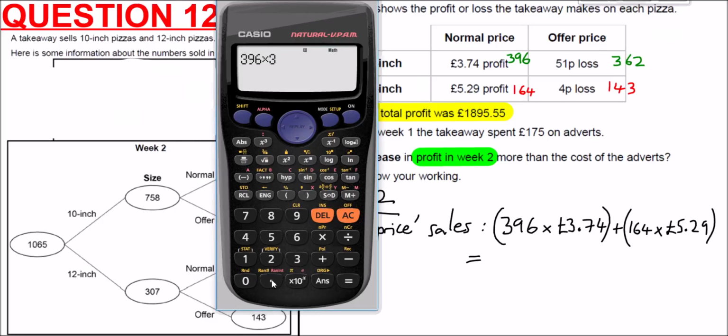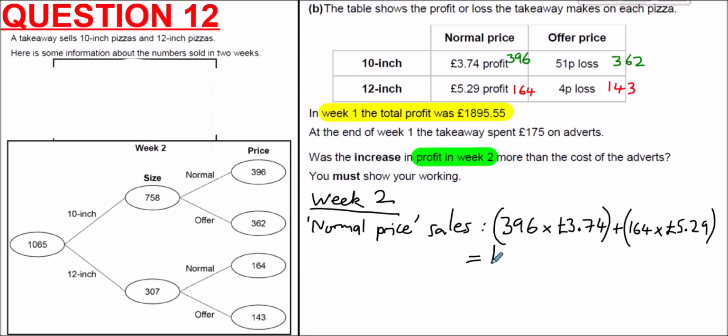396 times £3.74 and plus 164 times £5.29. Brackets are optional. You can put brackets in the calculation, but because of BIDMAS, the calculator will do the multiplication first and then add them together afterwards. So what that comes to is £2,348.60. And that's pure profit.